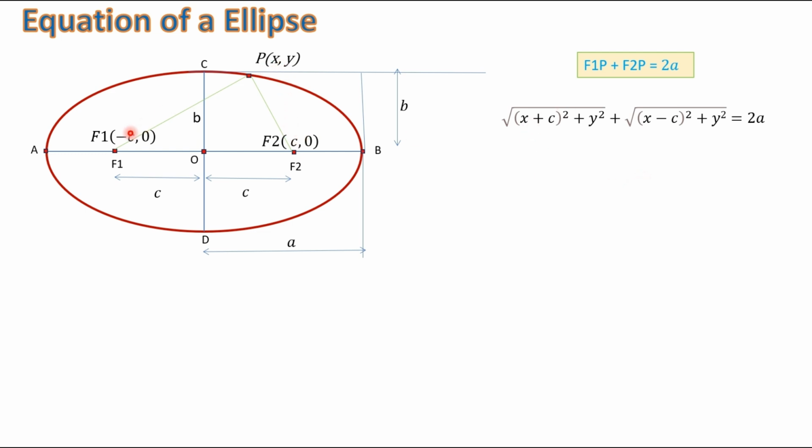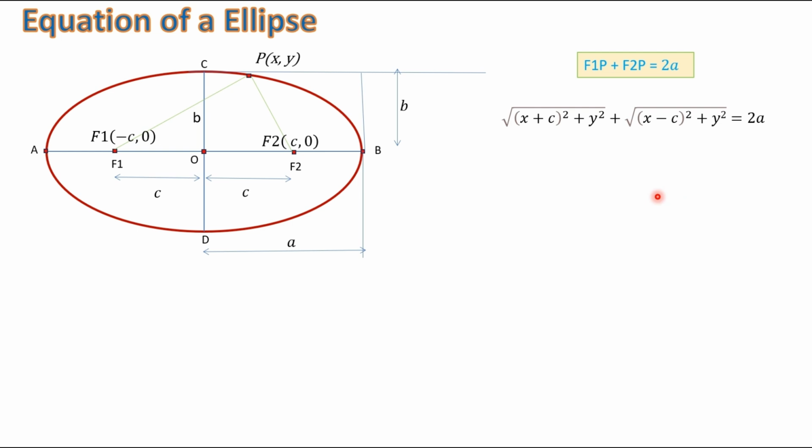So the x coordinates, they are x minus of minus c, so x plus c whole square, and y minus 0, y square, under the square root, right? Similarly, between these 2 points, x minus c whole square plus y square. So y minus 0 is y square, equal to 2a. So these are the radical equations we got.